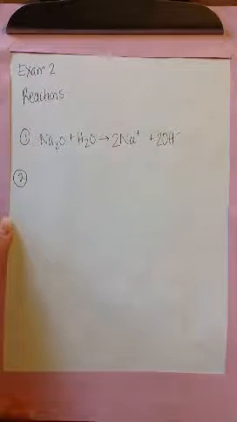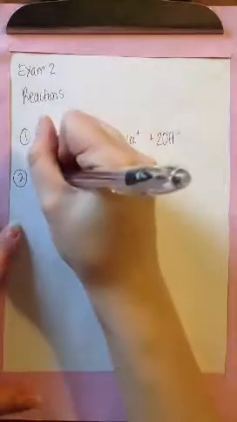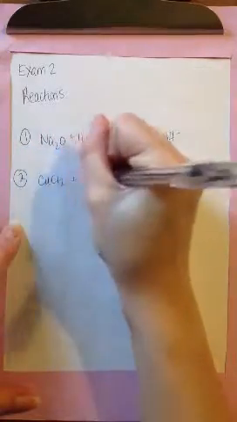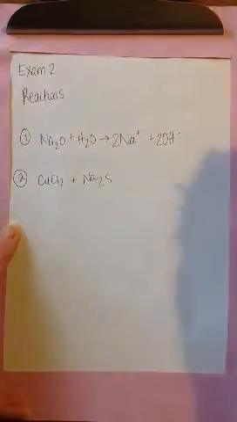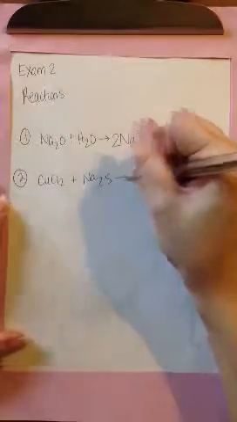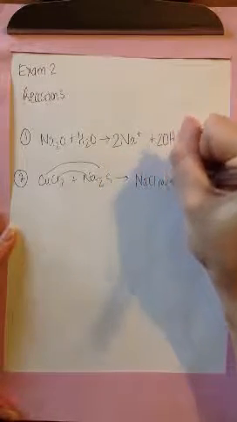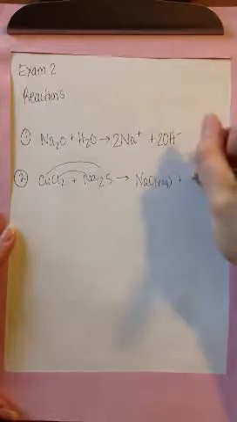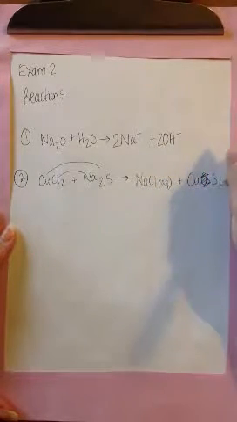Looking at 2, a solution of copper 2 chloride is added to a solution of sodium sulfide. So copper 2 chloride, sodium sulfide. Well, looking at this, it's definitely going to be a double replacement, which makes me think that it's going to be some precipitation reaction. So if I look at this, sodium chloride, definitely going to be aqueous because it dissolves in water. My guess is copper sulfide will be the solid.